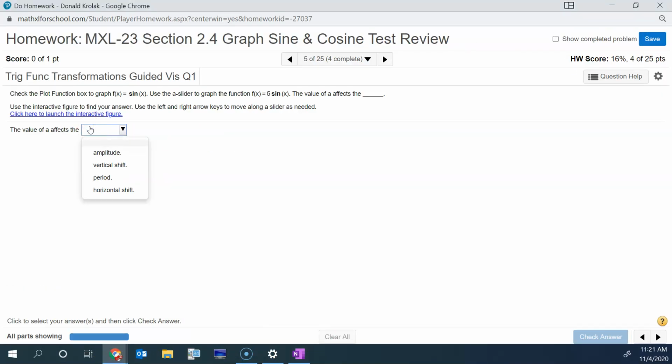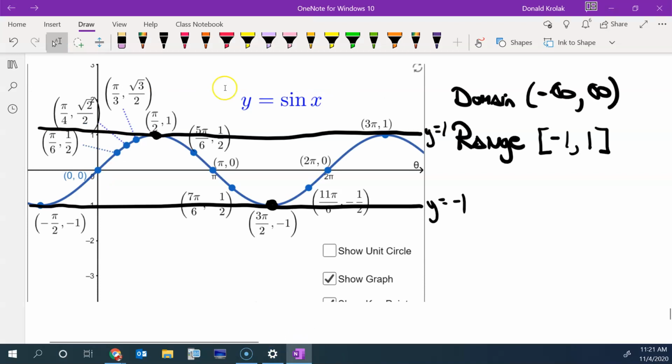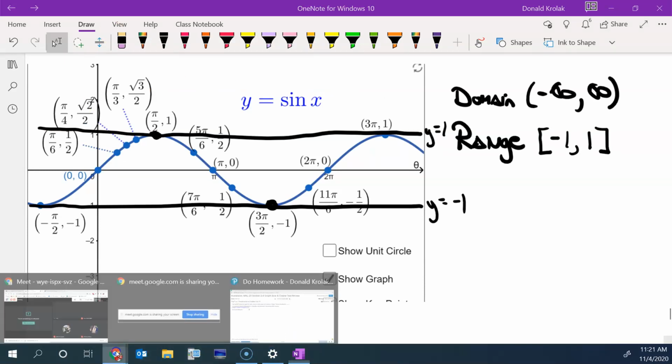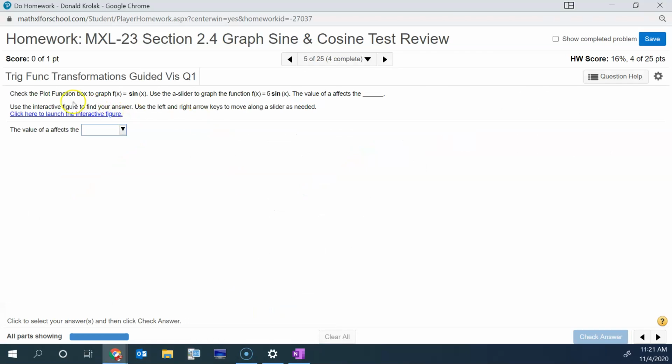Okay, all right, now go to the next animation. It says, check the function box for sine. Use the A slider to graph f of x equals sine x. The value of A affects the blank. So you launch that.